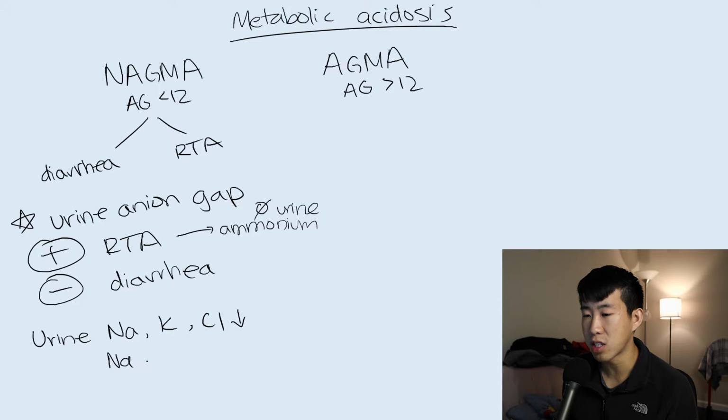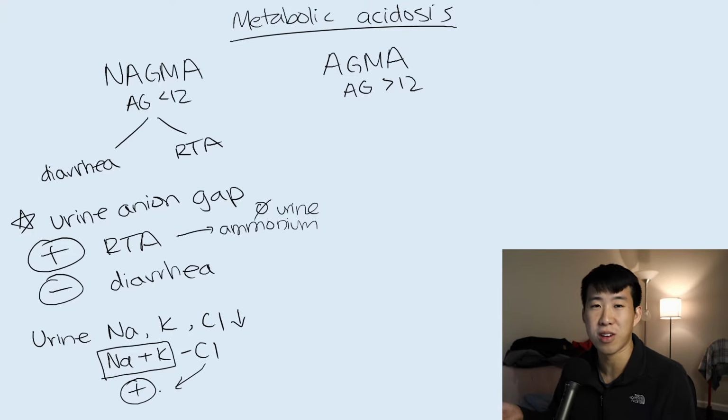And so the equation for urine anion gap is sodium plus potassium minus chloride. So obviously, if your chloride is low, then it's more likely that the positive thing is going to stay positive. And so you're going to get positive, which suggests no ammonium because you have the low chloride. And basically, that means you have a renal tubular acidosis. Let me know if that didn't make sense to you.